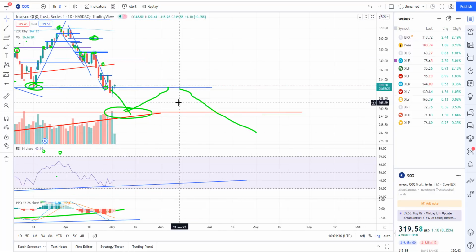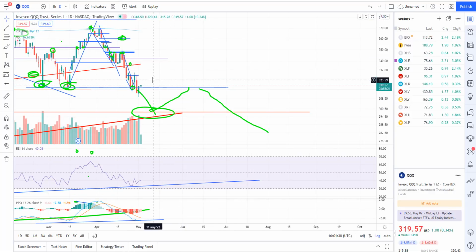So I think this little move that we saw into the close yesterday and slightly today will be faded. Still looking for more downside. As of right now, we're above our 318 area. But again, it's right before the Fed. It's likely going to be a false breakout to me. So we'll just have to see.